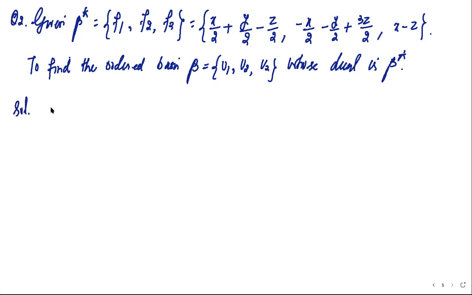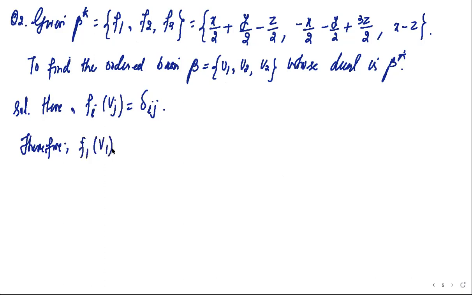Now the solution. Again, we will use the definition of the linear functionals in terms of Kronecker delta function. So now here, f_i of v_j is equal to delta_ij. So therefore, we have these equations. Now we have f1 of v1, that is 1, f2 of v1, that is 0, and f3 of v1, that's again equal to 0. So this will be our first equation.